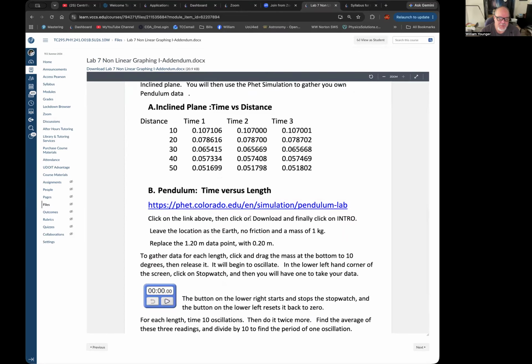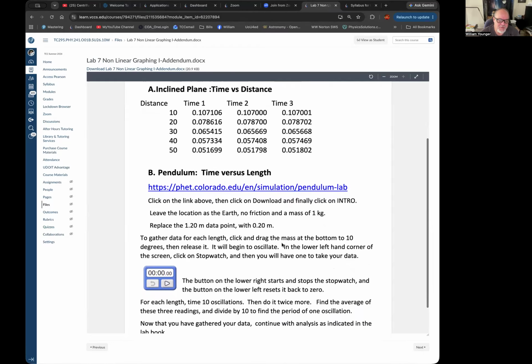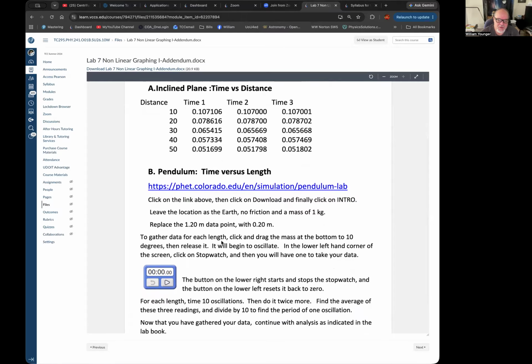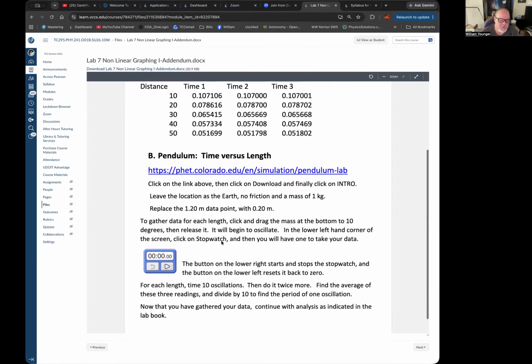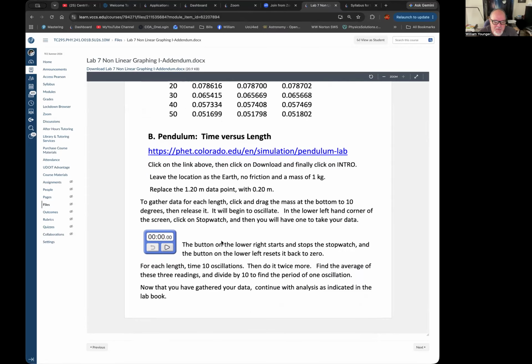It says click on the link above, then click on download, and finally click on intro. Leave the location as Earth. No friction. The mass is 1 kilogram. Replace the 1.20 meter data point with 0.20 meters, and gather data for each length. Click and drag the mass at the bottom to 10 degrees, then release it. It will begin to oscillate in the lower left-hand corner of the screen. Click the stopwatch, and then you'll have one to take your data.